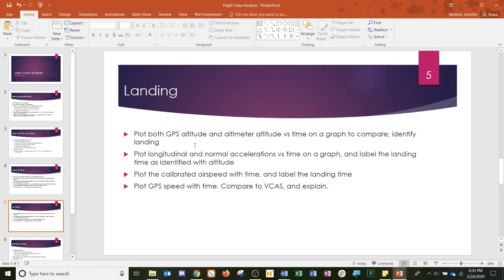For landing, it's much the same. You're going to consider GPS altitude and altimeter altitude. You're going to consider those 2 accelerations, what's happening at landing. Consider calibrated airspeed, consider GPS airspeed.